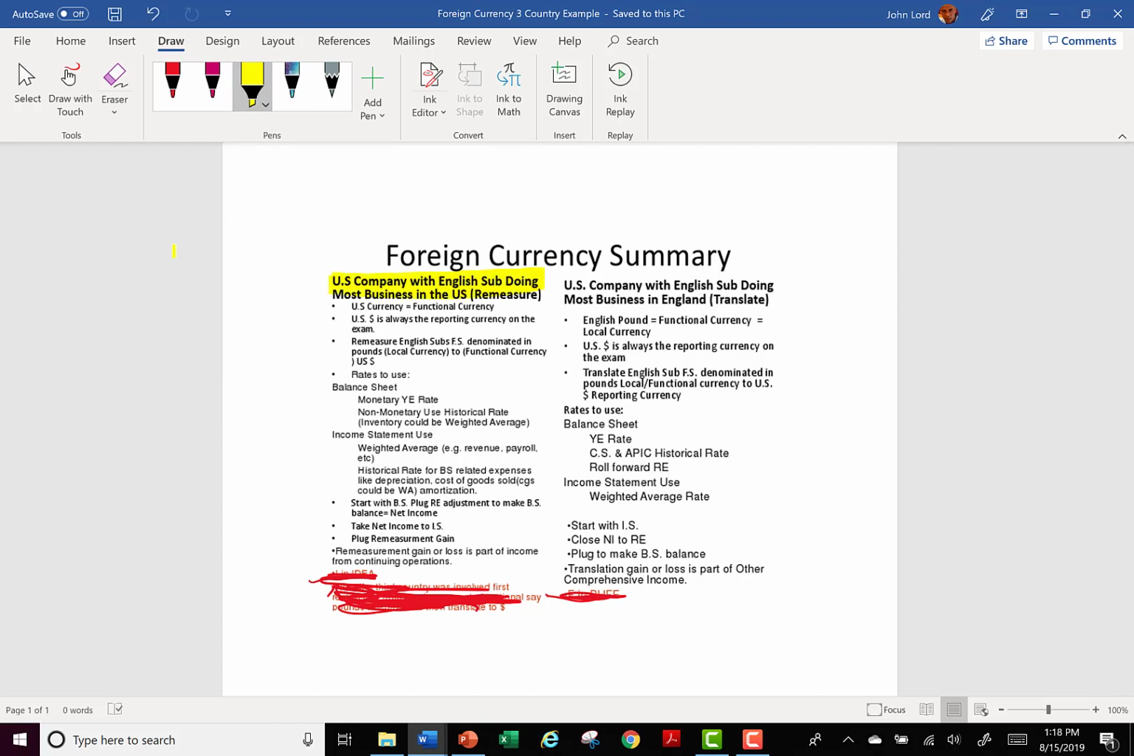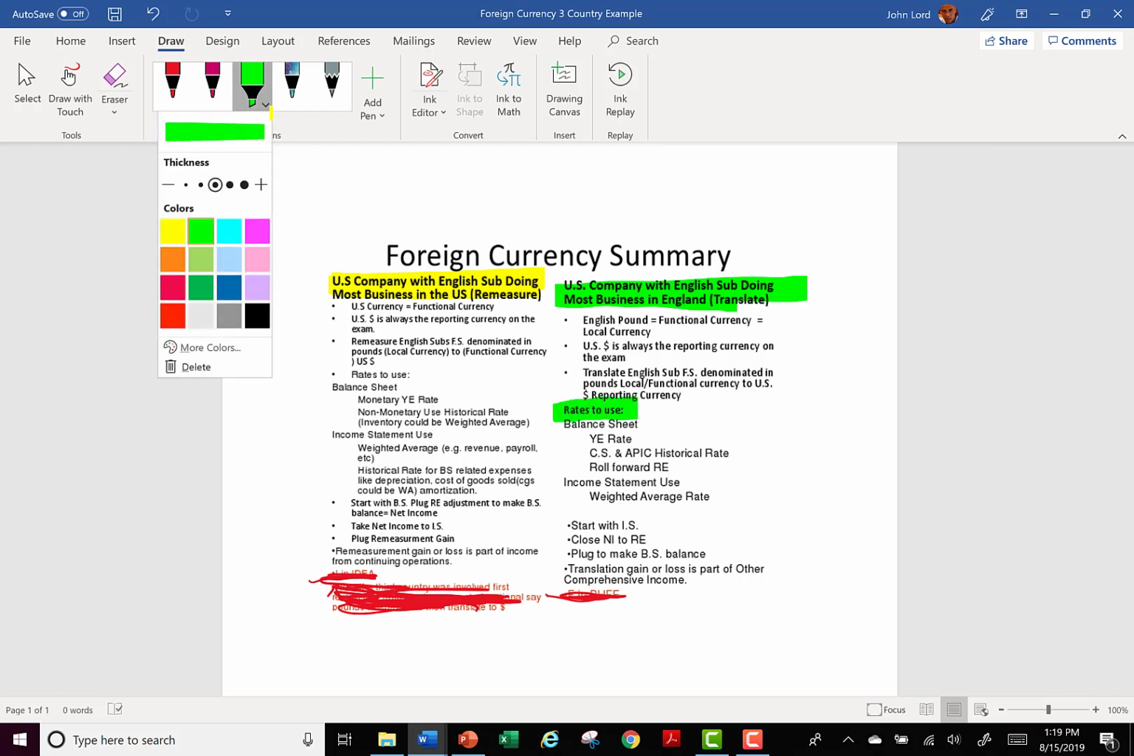U.S. company with English sub, doing most business in the U.S. If that's the case, you use the remeasurement method. U.S. company with English sub, doing most of its business in the U.K. If that's the case, then we translate. Okay, and I say U.S. is always the reporting currency on the exam for our exam purposes. That'll be the case. Okay. All right. Good. Now notice I give you the rates that you should use under the two scenarios down here.